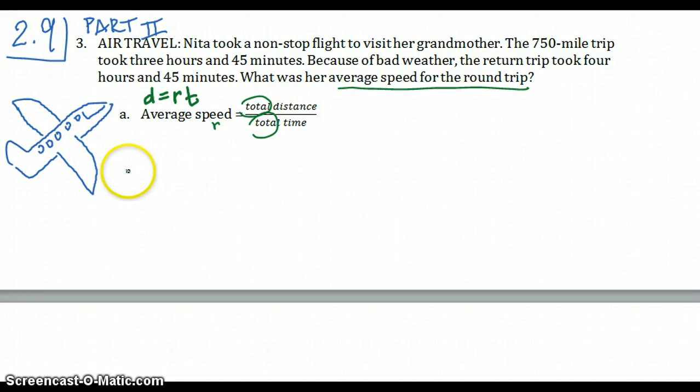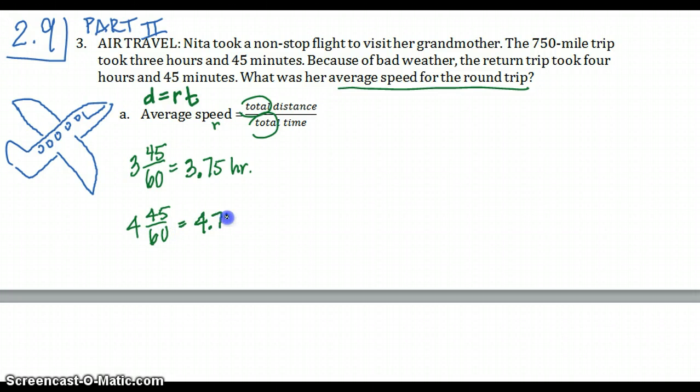All right, so let's talk about her time. We had 3 hours and 45 minutes. I need to convert 45 minutes to hours so we can do miles. What was her miles per hour? So 45 minutes out of 60 minutes is going to give us 3.75 hours. That's her time going. And then it was 4:45 coming back. So that's going to be 4.75 hours, her return trip.